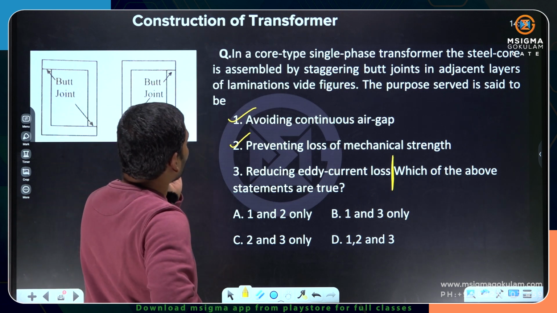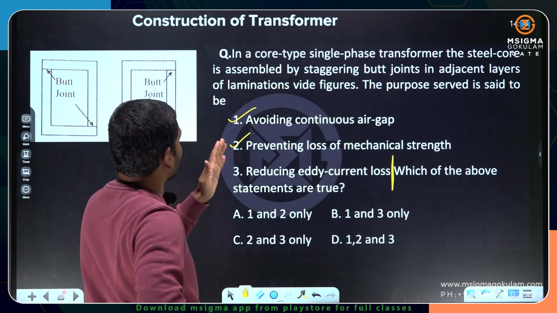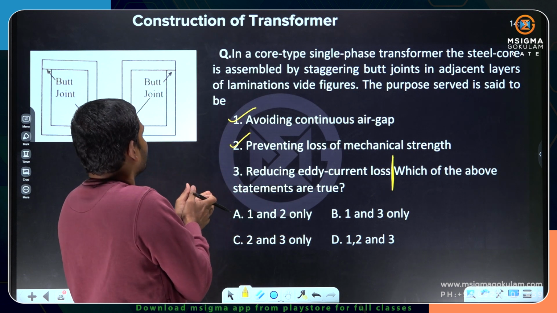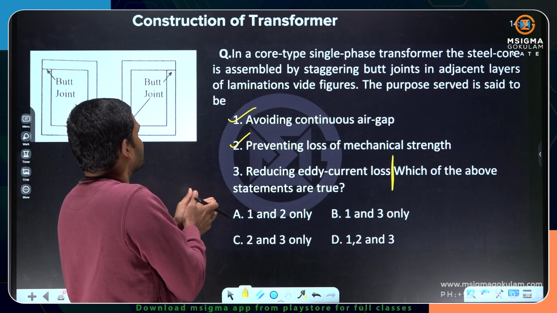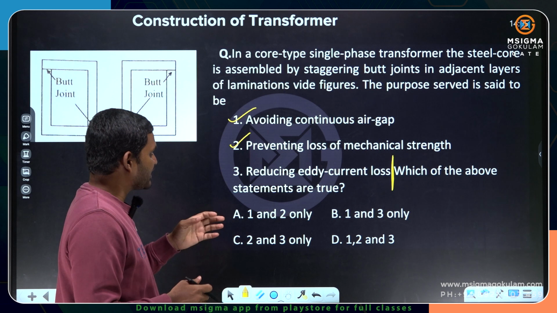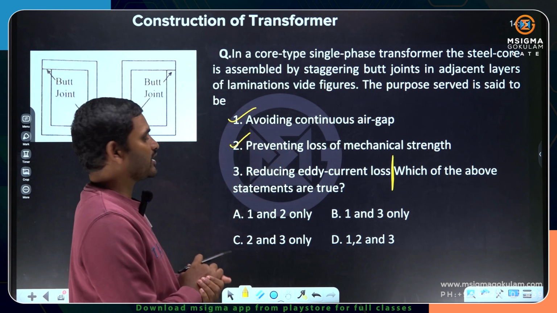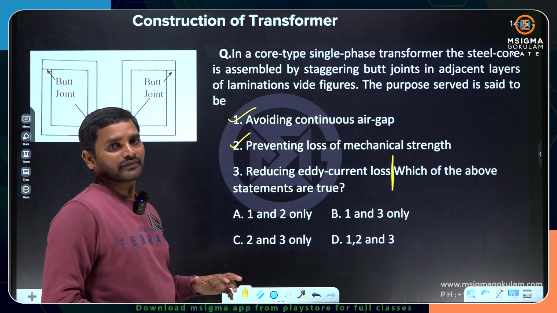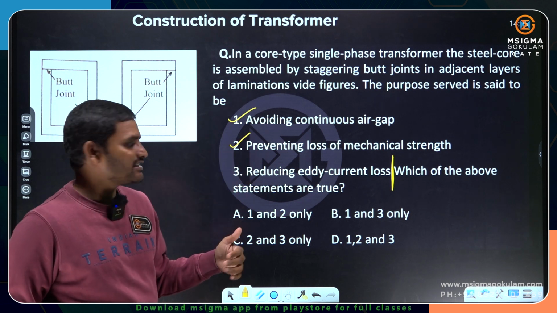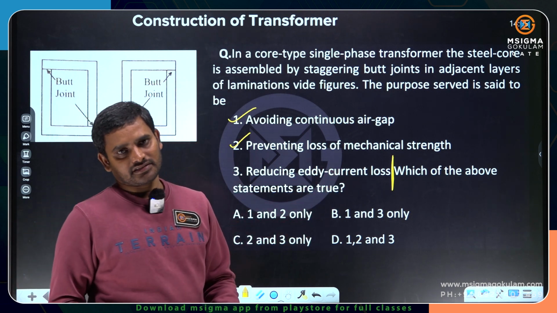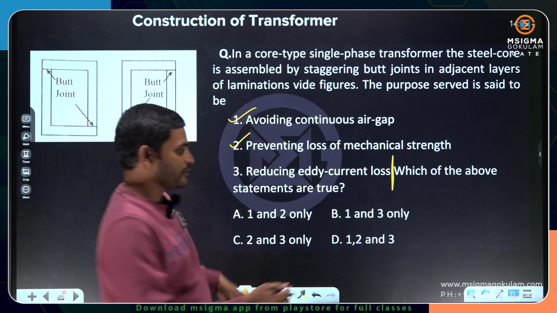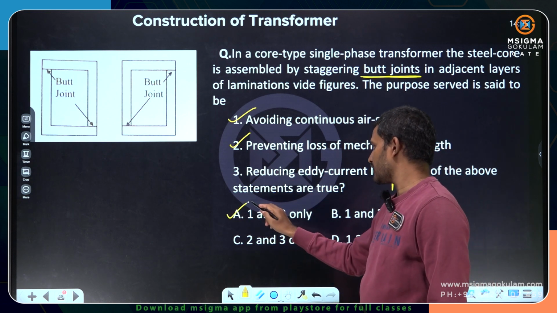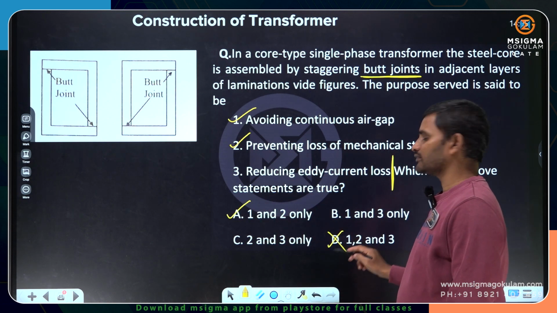He mentioned that in a core type single phase transformer, the steel core is assembled by staggering the butt joints in adjacent layers of laminations. The purpose is said to be, okay, he is specifically mentioning butt joints. So butt joints are to increase the mechanical strength and to avoid the air gap. If he mentioned laminations, then reducing the eddy current losses could be the answer. But as he is mentioning specifically butt joints, 1 and 2 could be the correct answer, but do not include 3.